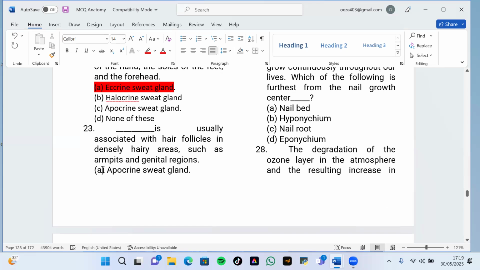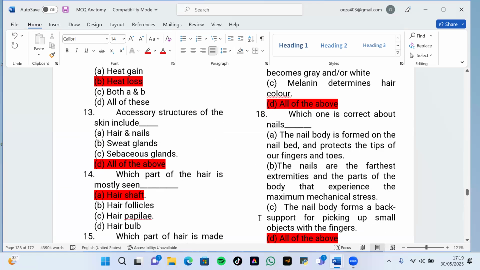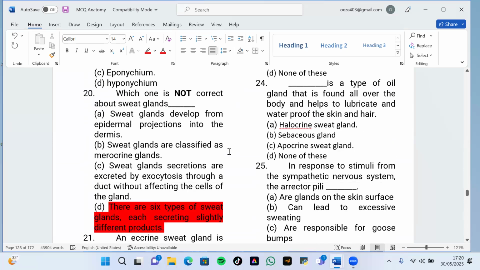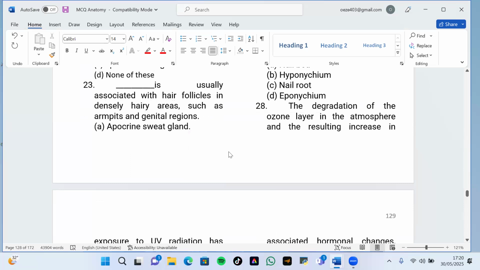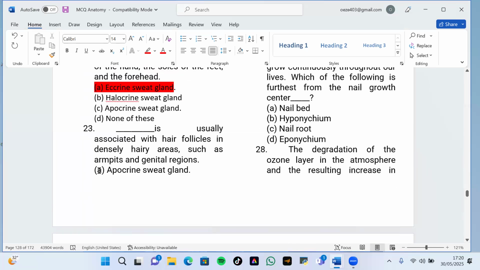Dash is usually associated with hair follicles in densely hairy areas, such as the armpit and genital region. A, apocrine sweat gland. B, eccrine sweat gland. C, holocrine sweat gland. D, none of these. So the correct answer is A, apocrine sweat gland. So this is the correct answer here.